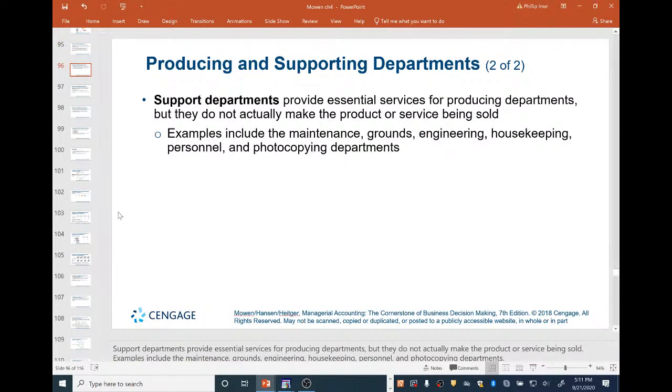Obviously, the support departments are those that just provide support, right? So just like your general administrative and your selling expenses, stuff like that. Maintenance, grounds, engineering, housekeeping, stuff like that, where we can't directly tie it to either the labor or the material. Make sense? So producing and supporting departments.